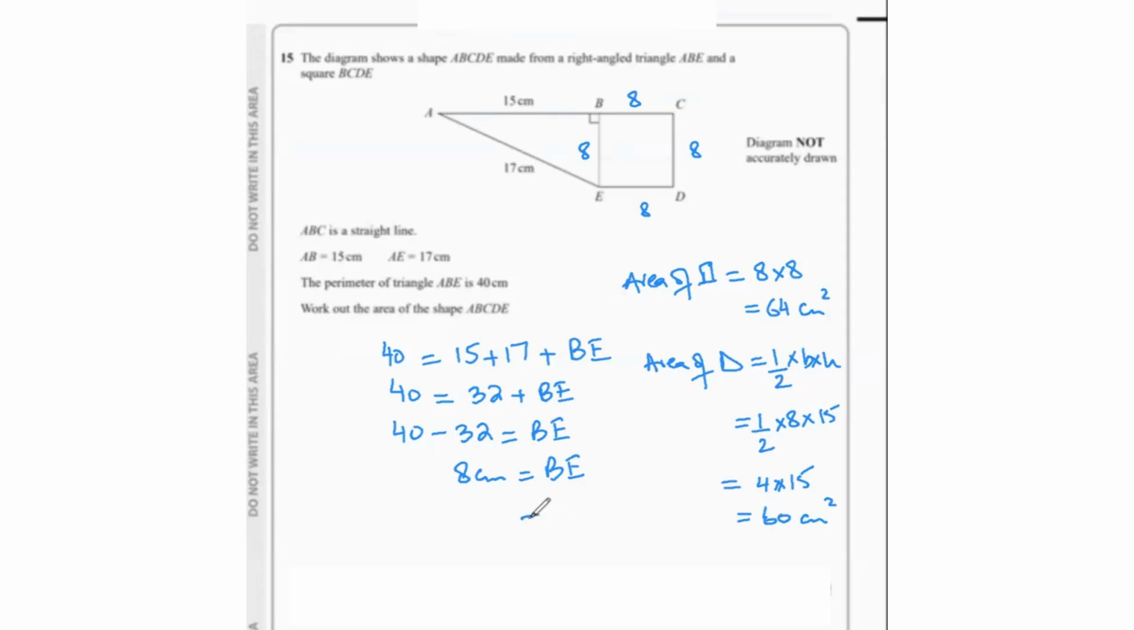So total area is going to be the sum of 64 and 60, which gives us 124 centimeters squared. That is the area of the shape ABCDE.